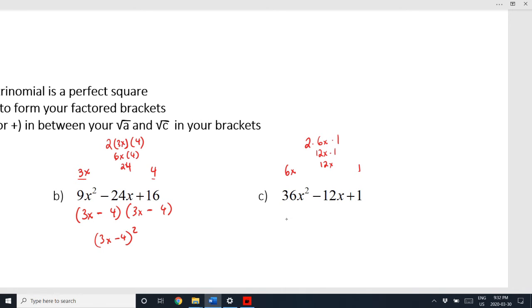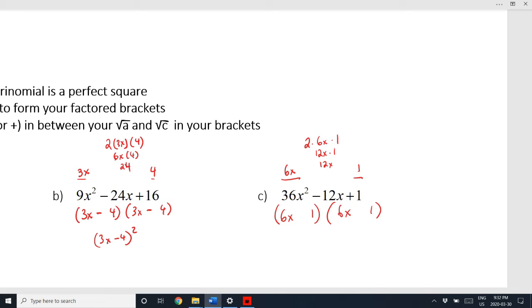We're going to take this value here and this value here to make our factor brackets. And we have a 6x, and then a 1, and then we have a 6x, and then a 1. And then what we're going to do is just write the negative sign, the sign that's in B, in between there, and then we're almost done. Let's finish it off with its compact form. And there we are.